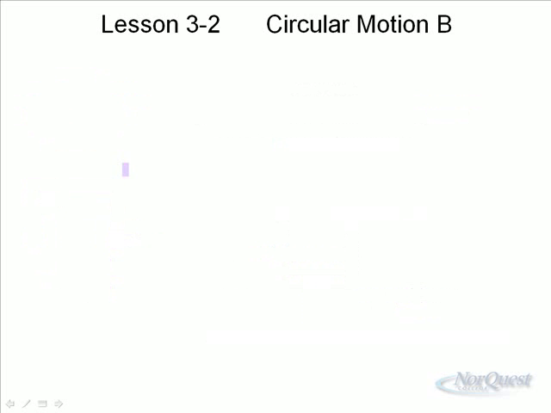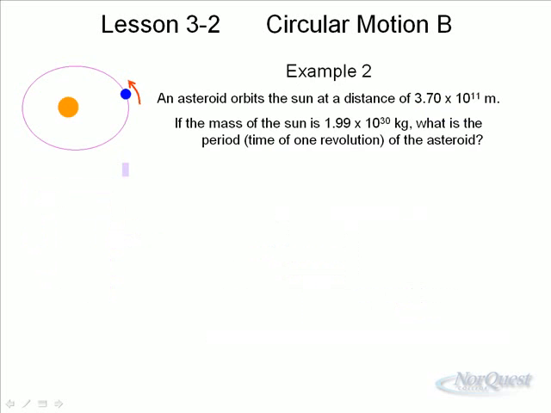And one more example. It says an asteroid orbits the sun at a distance of 3.7 times 10 to the 11 meters. If the mass of the sun is 1.99 times 10 to the 30, what is the period, or the time of one revolution of the asteroid? Remember, the period of the Earth around the sun is 1 year, or 365 and a quarter days. What is it for this asteroid?